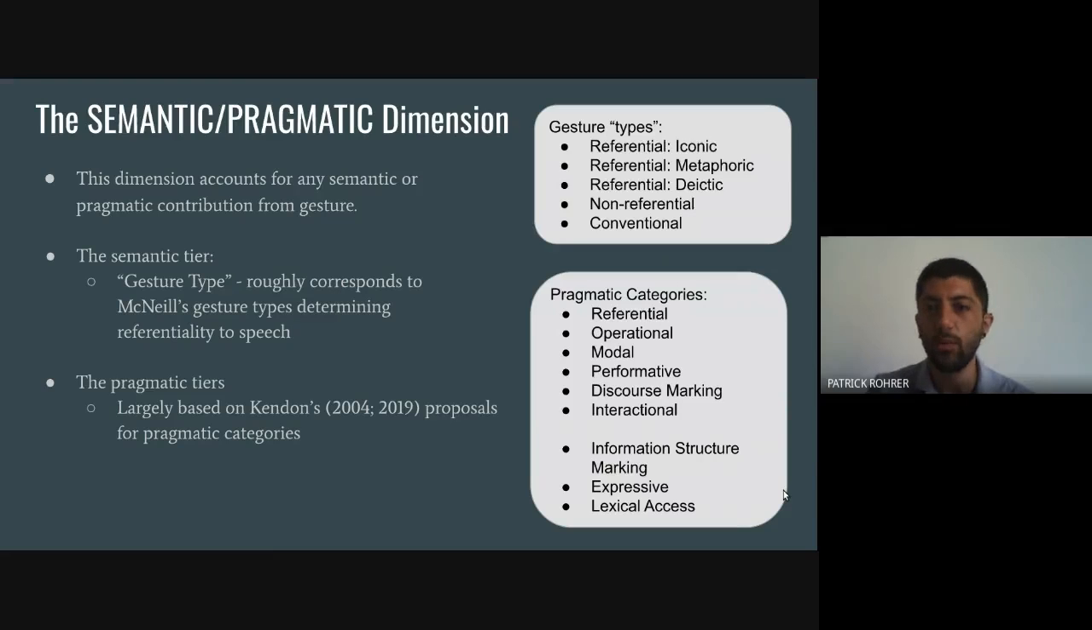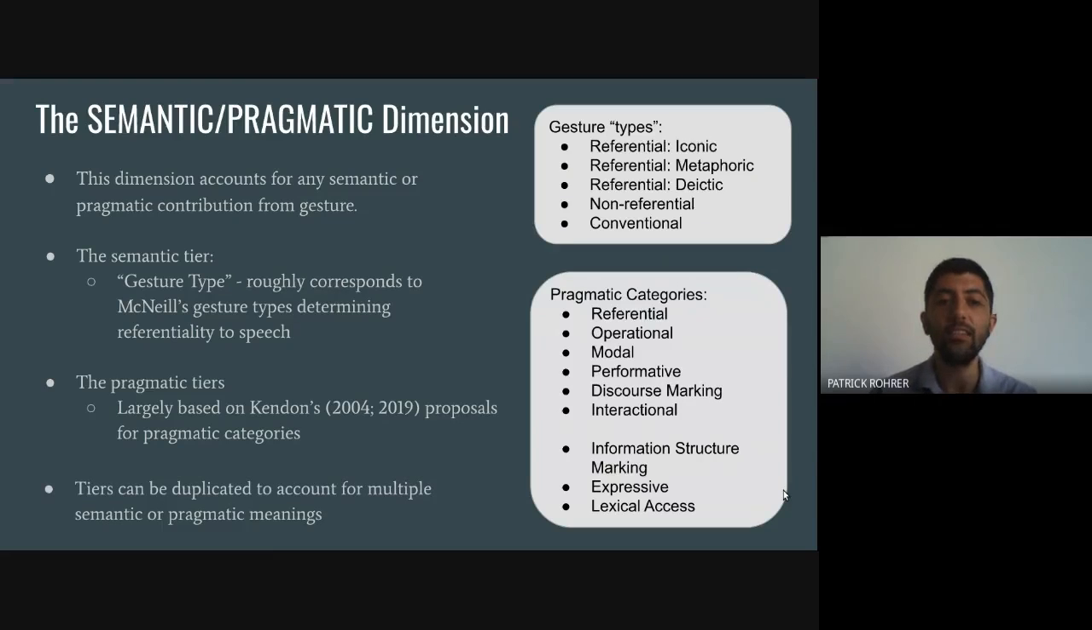But one thing that's very important to mention here is that these tiers, all of them, can be duplicated to account for multiple semantic or pragmatic meanings. So, for example, the main one is this idea of gesture type, like I said earlier. We want to think about these more as dimensions, and we don't want to limit ourselves to categories.